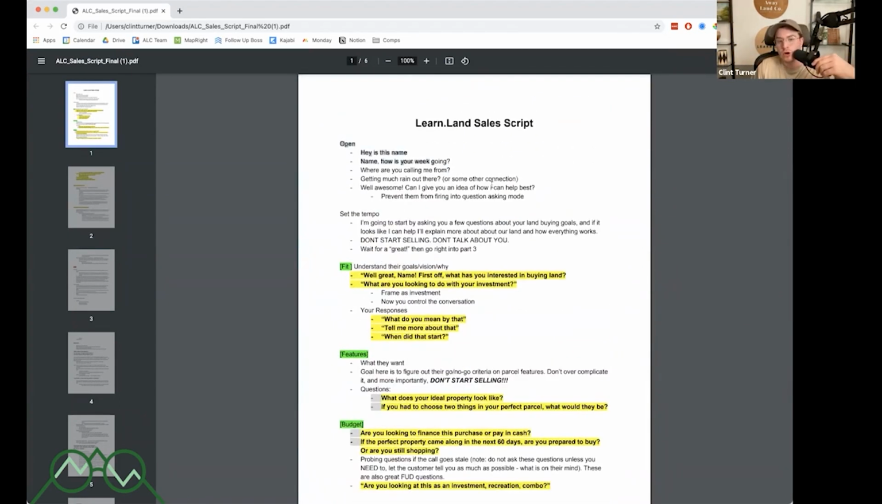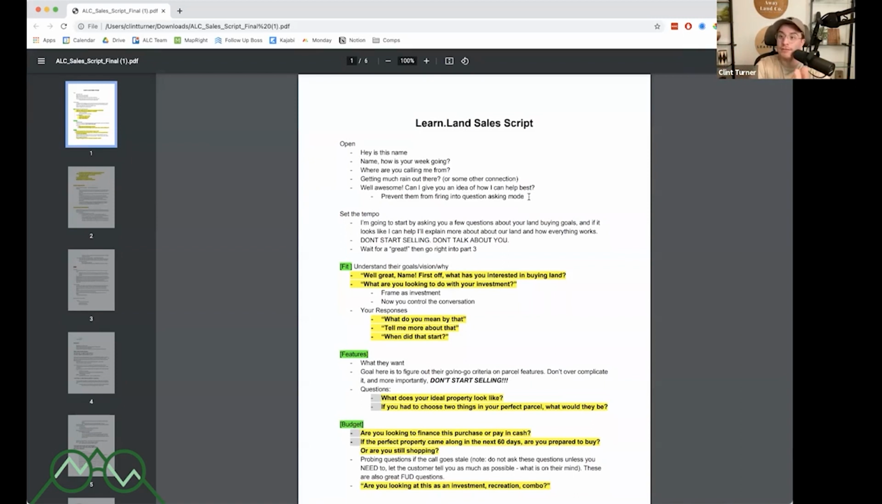So first, open. When you get on the phone with someone, you want to make it lighthearted and easy. Normally when I open a call with somebody, I say, "Hey, did I catch you at a good time? Oh, that's so great. Thanks so much. My name's Clint with the Land Co. You were interested in this property. Just wanted to follow up, see if you were interested." Right? Open. Set the tempo.